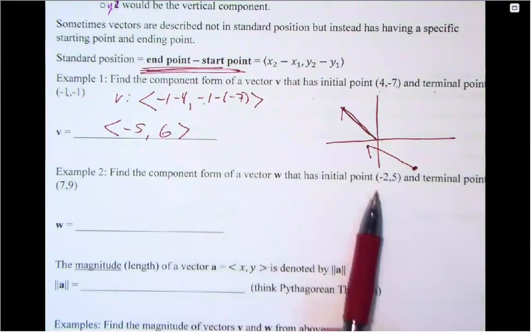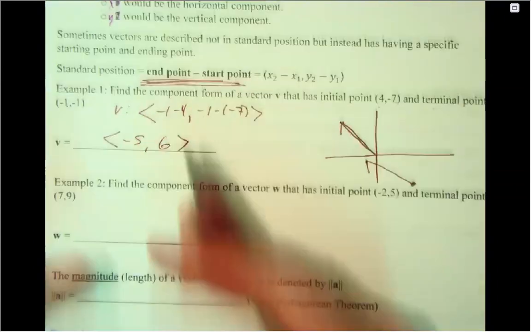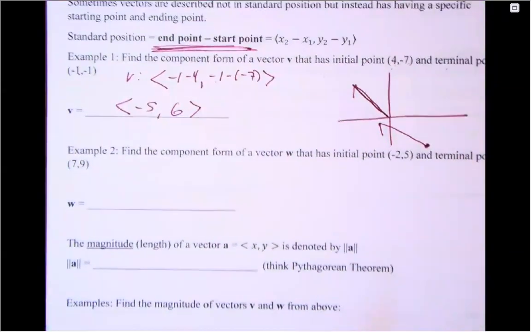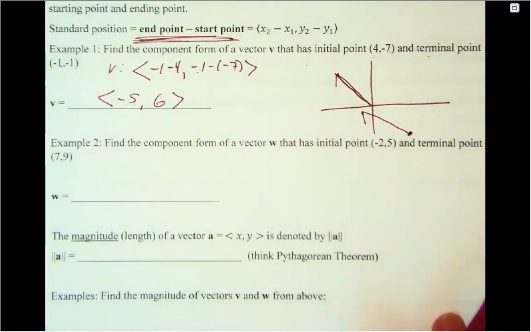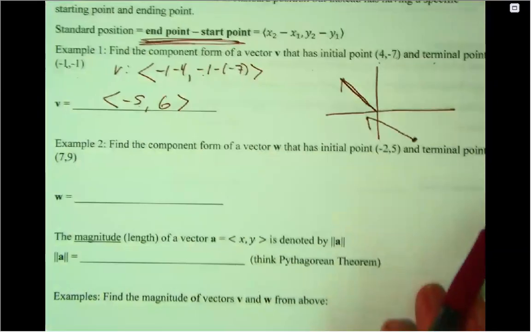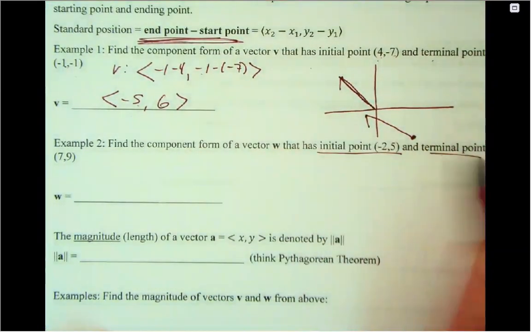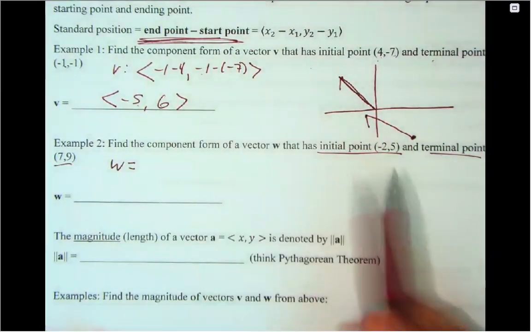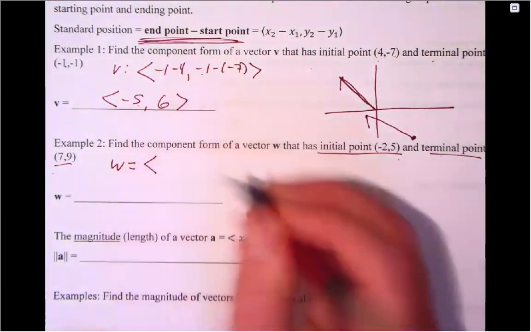So how about a different vector W? And by the way, I'm going to keep on using this vector V and W as we go through the rest of the notes today. Just so we don't have to do this thing over and over and over again. We'll just use the same vectors. So vector W, I'm going to give you about 60 seconds. If your initial point is -2, 5 and your terminal point is 7, 9, find the vector W in standard position. Again, same thing we just did. End minus the start. I'll give you about a minute.